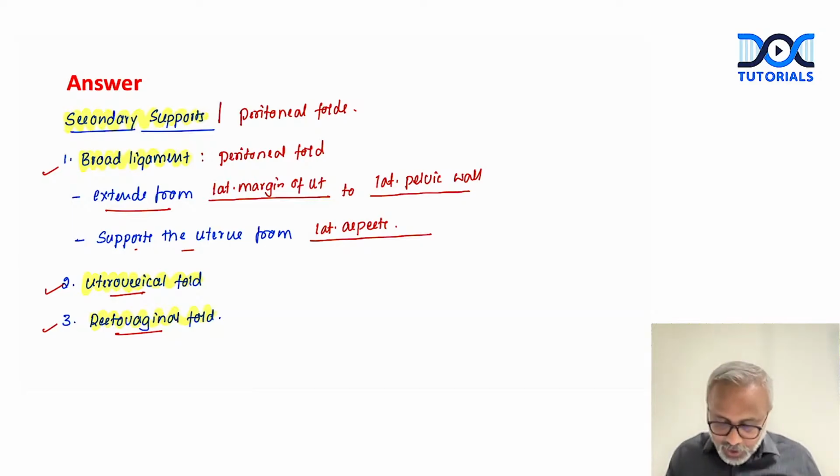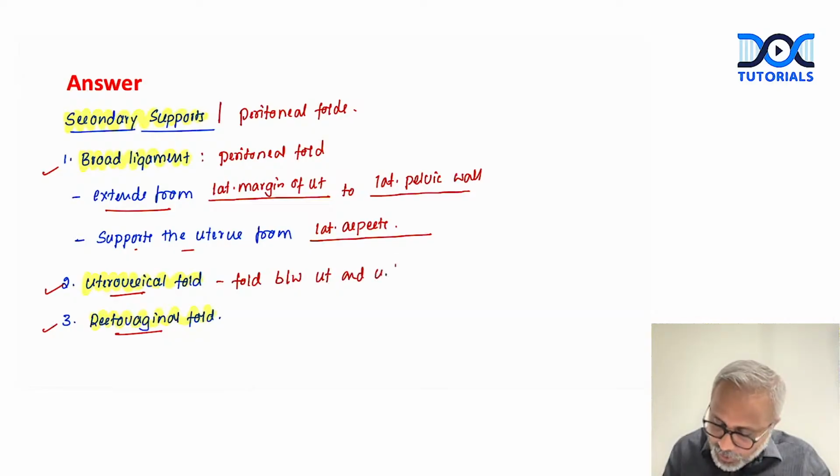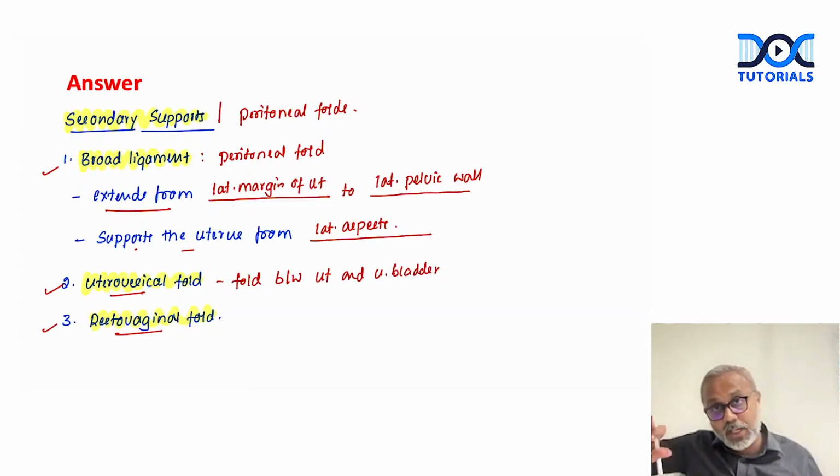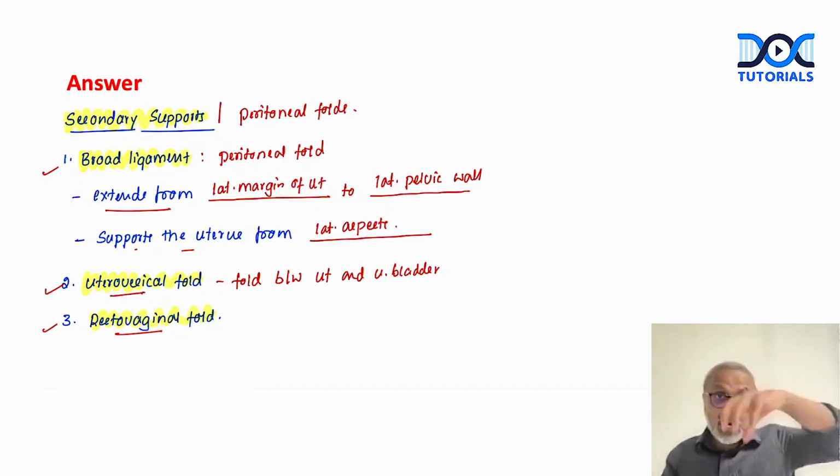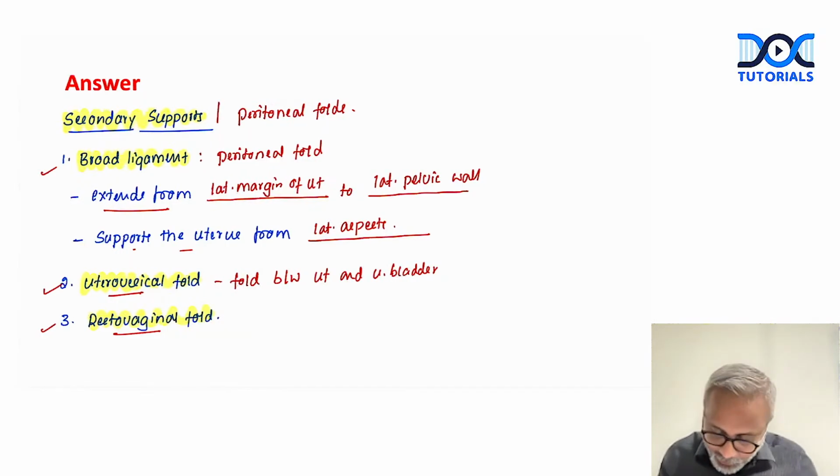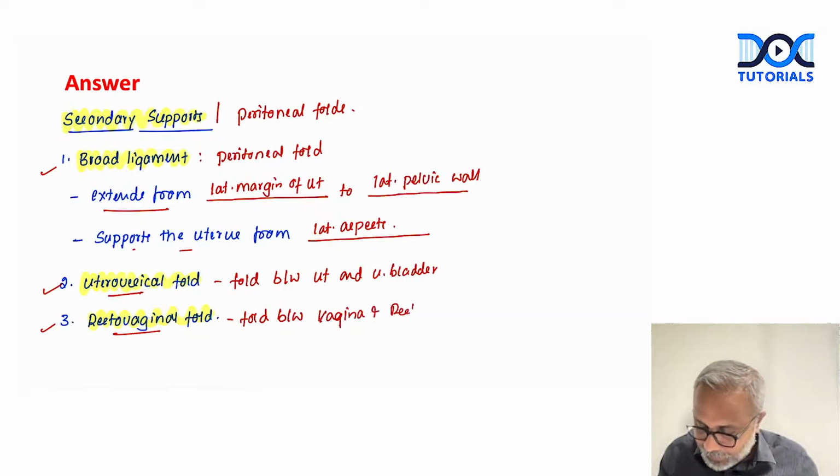Then the uterovesical fold and rectovaginal fold. So this is the fold between what? The uterus and urinary bladder. So when the fold reflects over the anterior surface of the uterus, it prevents the prolapse of the uterus, but this is acting from above. The rectovaginal fold is the fold between the vagina and the rectum.